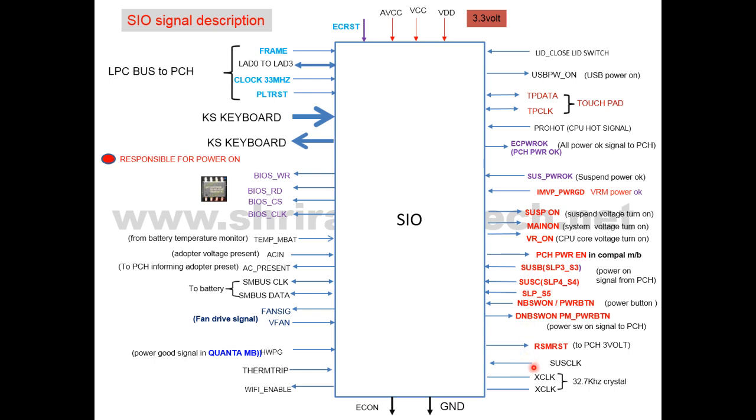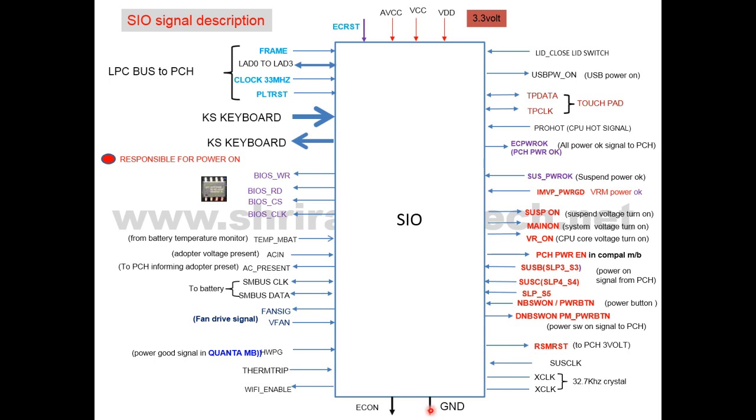so my next signal is called the sys clock. Sys clock is a system clock. These are two optional signals. If a crystal is connected to the SIO, a 32.7 kHz crystal, then sys clock is not required. But if this crystal is not connected, then the sys clock is required, and this clock is sent from the PCH to the SIO. This frequency is 32.7 kilohertz, and you can check this signal with an oscilloscope.